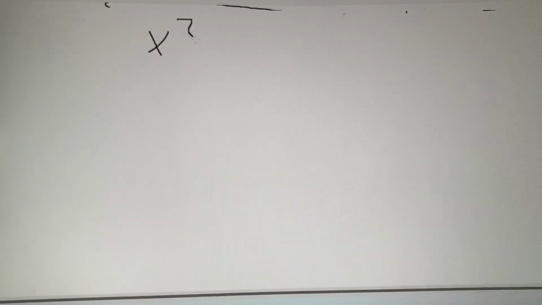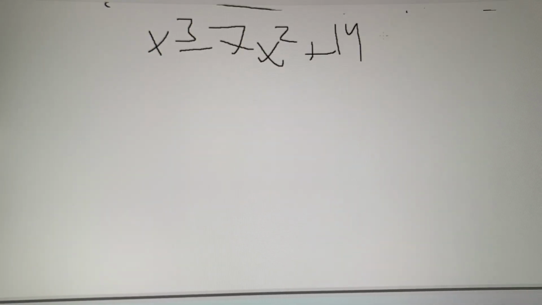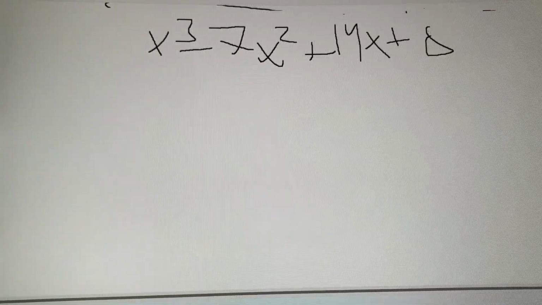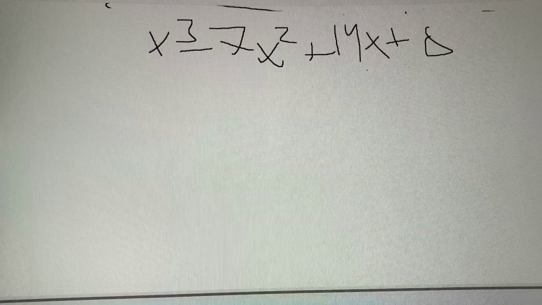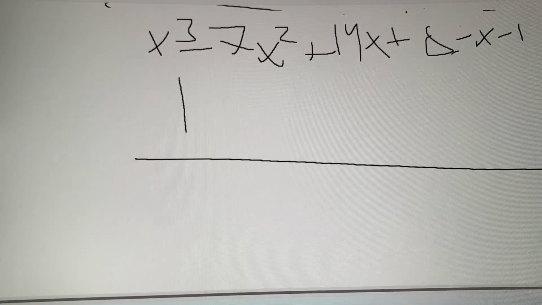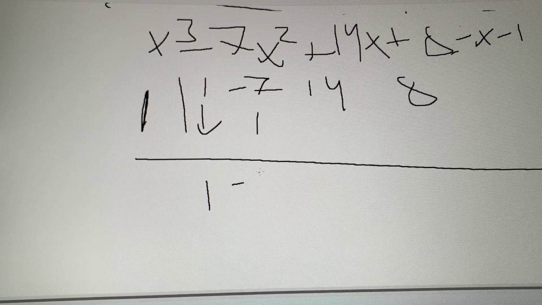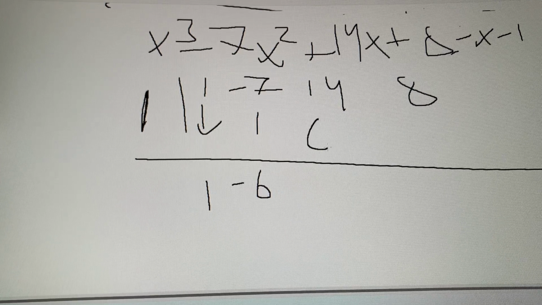So our question was x to the power of 3 minus 7x squared plus 14x plus 8. Okay, so let's just test out x minus 1. So we're going to be putting plus 1 right here. 1, negative 7, 14, and 8. Bring down 1. 1 times 1 is 1. Add them to get negative 6. Negative 6 times 1 is going to equal negative 6.